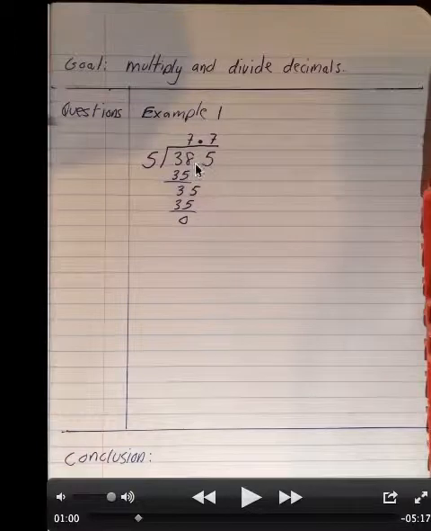Notice that if we didn't have the decimal, it would just be 385 divided by 5 is 77. So the only thing we're doing with the decimal point is moving it from there to there and then ignoring it the rest of the time.